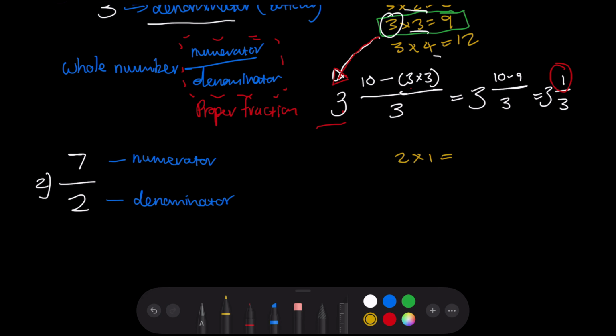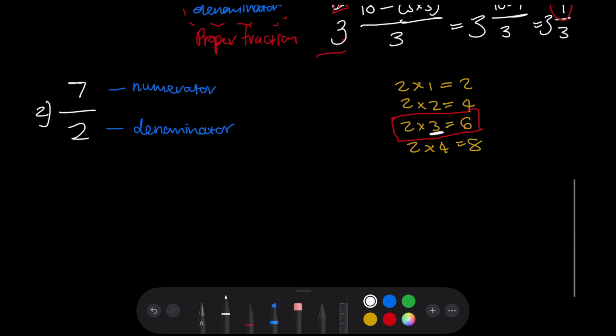So I write on the side, 2 times 1 gives me 2. 2 times 2 gives me 4. 2 times 3 gives me 6. 2 times 4 gives me 8. Therefore, the biggest number of times that 2 can get into 7 is how many times? 3 times. Right? So because 2 gets into 7 a maximum of 3 times, leaving a remainder, what will I put as my whole number?